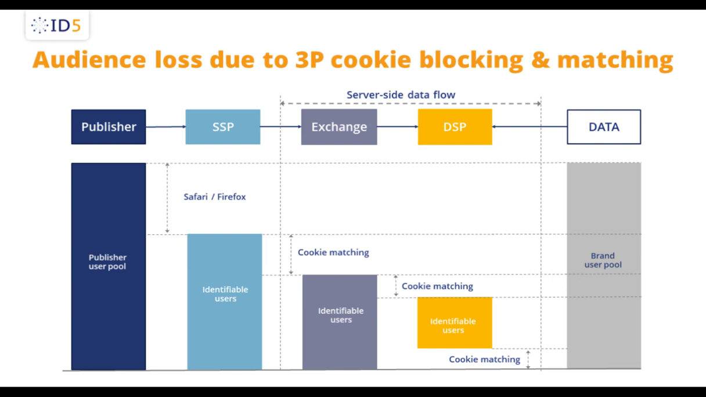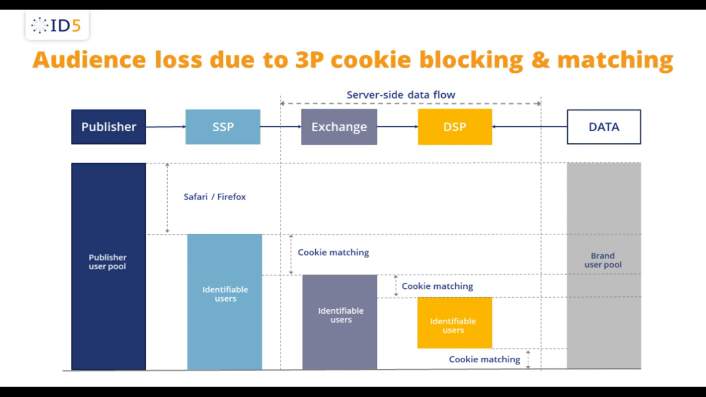In reality, because of first the fact that some browsers are going to block those users, right? We won't have a lot of users that are identifiable by the SSP in the first place, and then going through the matching process, we're going to lose anywhere between 5 and 25% of that audience at every step of the way. And we're representing here two steps, which is exchanges and DSPs, but they can be more than that.